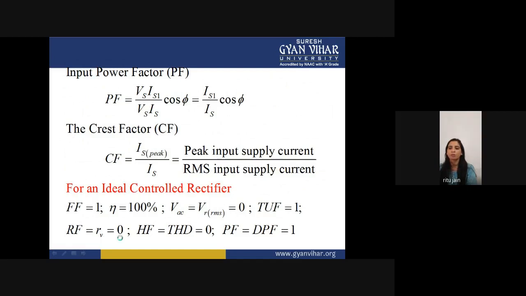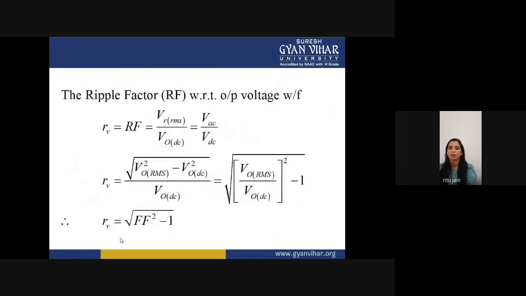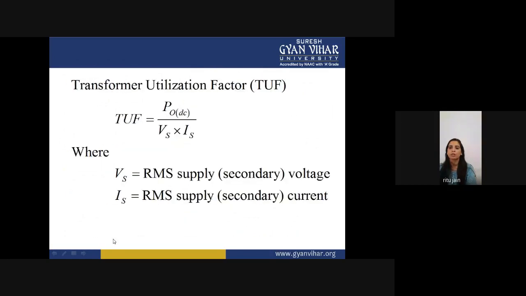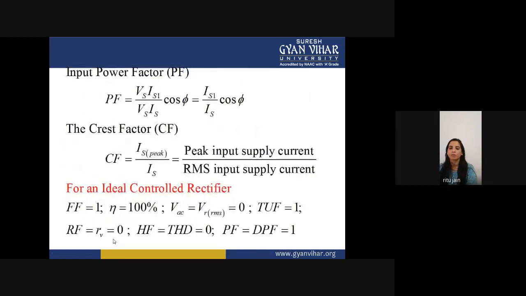This must be 0, and you can see the formula of RV. So RV is a ripple factor, and ripple factor must be 0 means that form factor is equal to 1. So in the ideal case, the ripple factor is equal to 0. Okay. So ripple factor should be 0, and that is your total harmonic distortion.